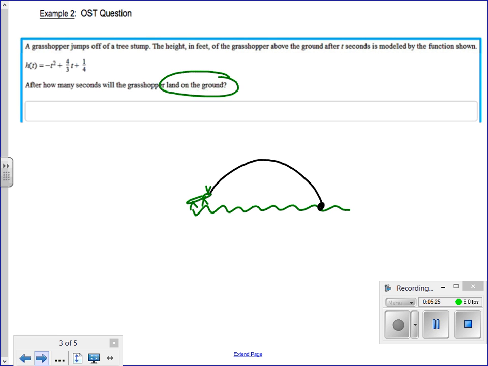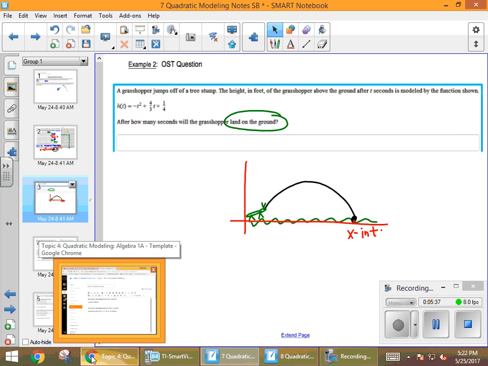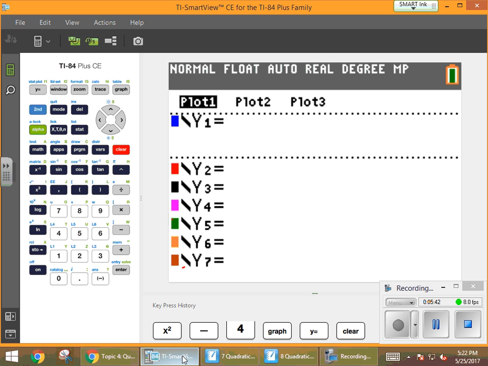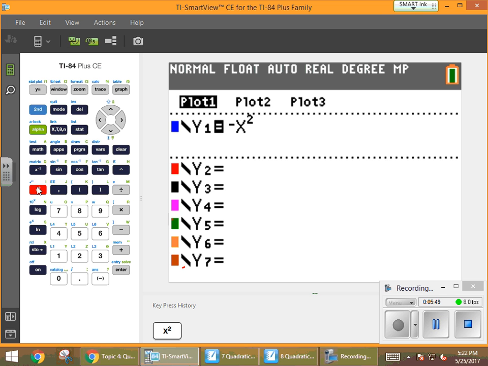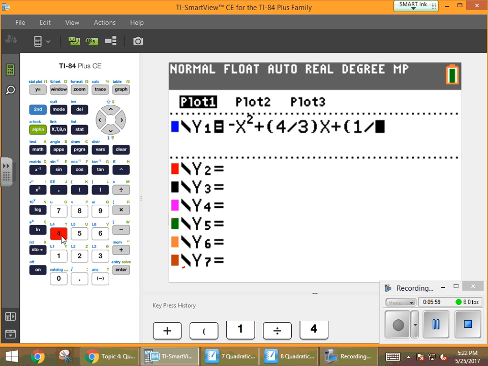When I think about this in terms of a graph, hitting the ground is the x-intercept. Where does the grasshopper hit the graph again? So you need to have a graphing calculator in order to complete this problem. To find where it hits the ground, I'm going to graph this equation in my calculator. So I'm going to type in, instead of t, negative x squared plus 4/3, so I'm going to use my parentheses here for the fraction, plus fraction 1/4.